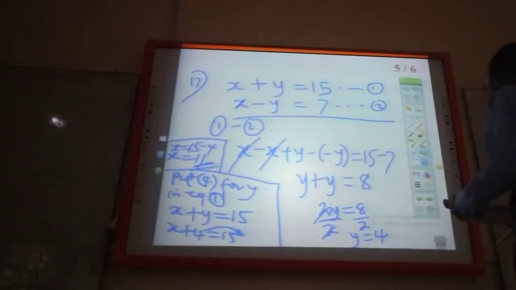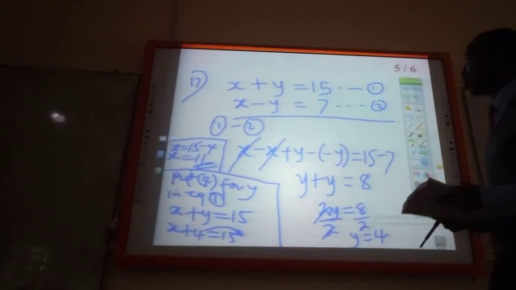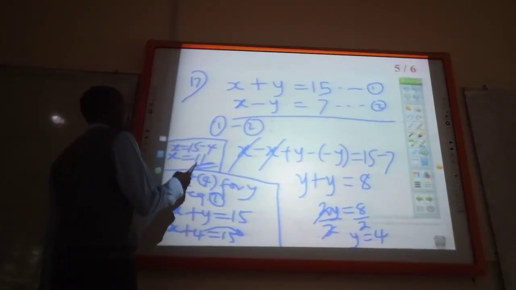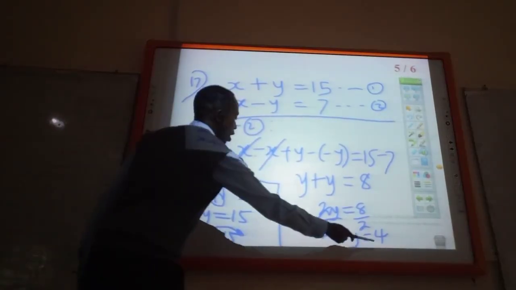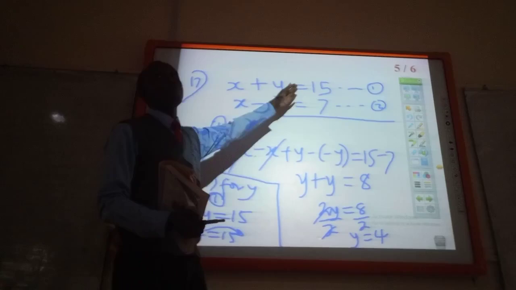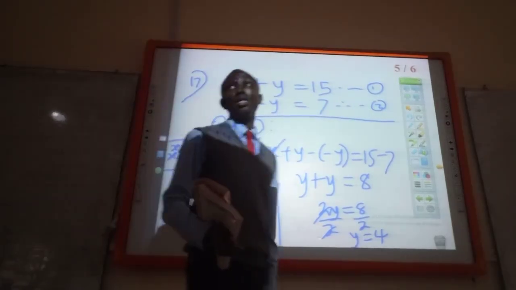So they say we should find the number. Therefore the numbers are 4 and 11. If you add 4 and 11, will you get 15? Yeah. If you subtract, will you get 7? Yes. That is correct.